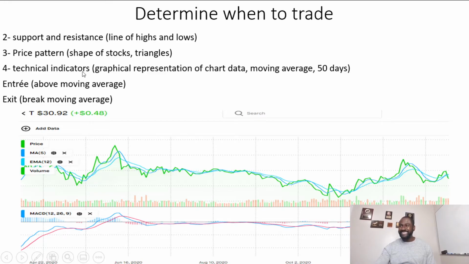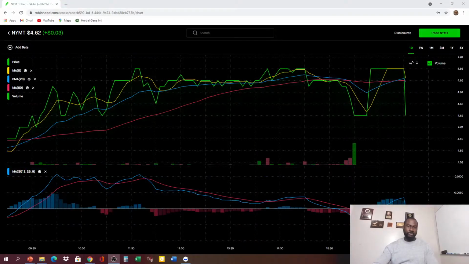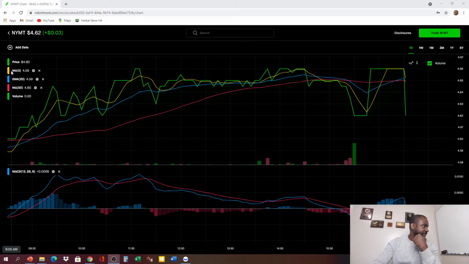Okay. The fourth one is the technical indicators. To look at the technical indicators, I like to go to a view here. Here we have some technical indicators. Let's go to my Robinhood to take a look at this. You can see we have three indicators: the 5 days, 20 days, and 50 days moving averages. The volume is the green one, yellow is the 5 days, blue is the 20 days, pink is the 50 days. And then here we also have the MACD, right? We have the 12, 26 days set up here.